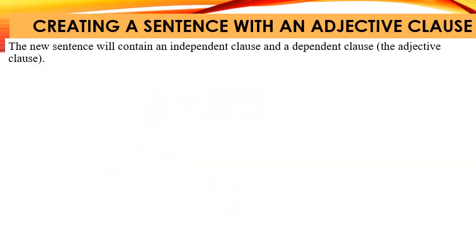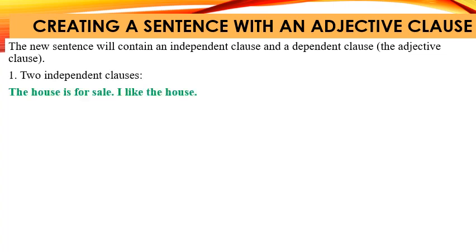Now, let's have a look. Let's try to create a sentence with an adjective clause. For example, if we have 2 independent clauses, dependent and independent clause. For example, we have the house is for sale. I like the house. These are 2 independent clauses, and I'm trying here to make, this is the first step, to make one of them dependent clause.